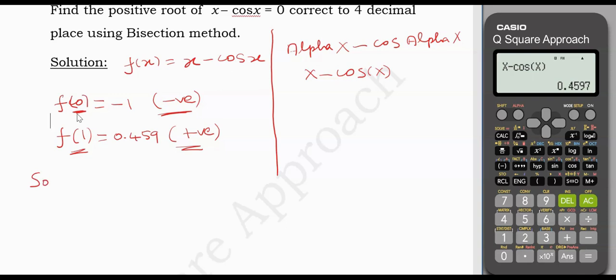So your root lies between 0 and 1. Here one important thing is, based on these values 0 and 1, the iteration may increase or decrease, but definitely we will get the solution. We will discuss it in the next video.